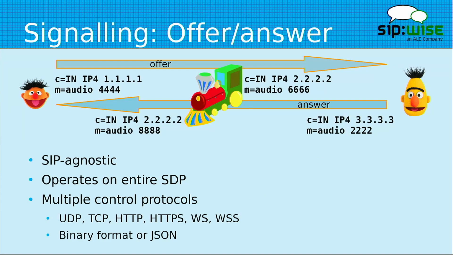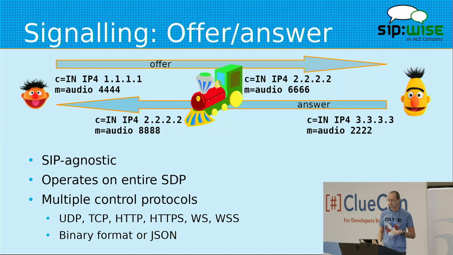Looking at the signaling part, you have your A and B here talking to each other, or E and B in this case. We implement the offer-answer model. In the most primitive use case, we're just replacing the IP address and the port with our own, so we can do the media proxying. In the most primitive use case, we don't interfere with the offer-answer model at all. Everything else is just passed through.